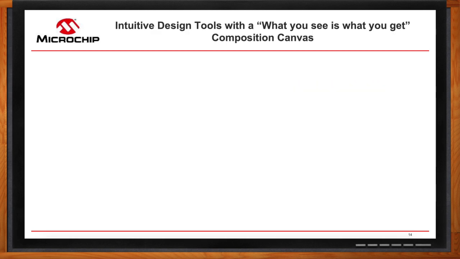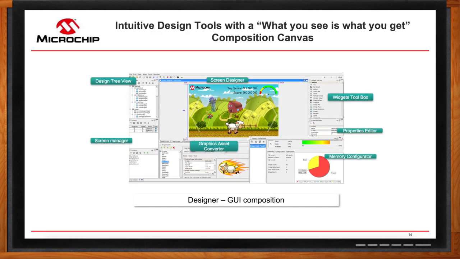Okay, so explain to me what the software tool environment looks like. So if you are familiar with what you see is what you get, that is the perfect place for graphics development, whether you're doing this for a graphics display or for a website or a page or anything like that. You really want to get down to the point where what I put on my canvas is what I'm going to see in my target. And that's what we accomplish with our composer.